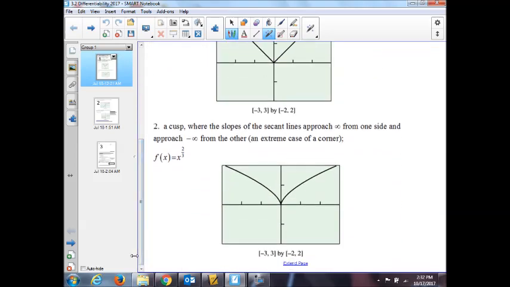Okay, just like a corner, the second thing we call it is a cusp, where the slopes of the secant lines approach infinity from one side and negative infinity from the other. Now that's an extreme case of a corner, really. You can think of them as one and the same. But where would you ever come up with that? Well, x to the 2/3. If you graph this, here's what it looks like.